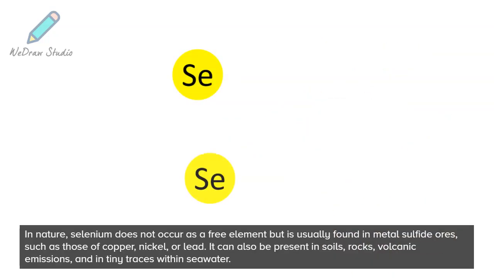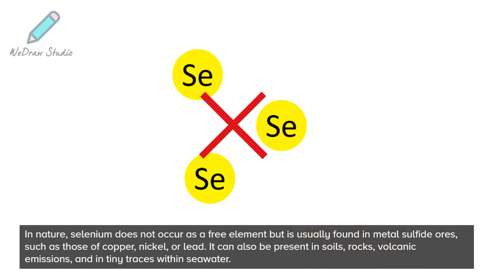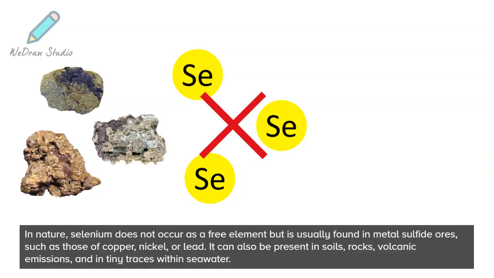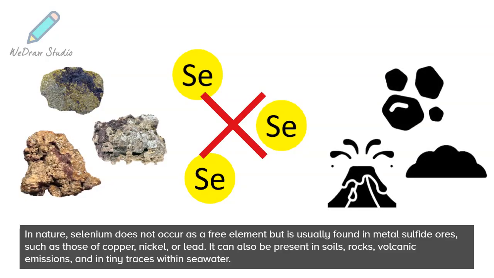In nature, selenium does not occur as a free element but is usually found in metal sulfide ores, such as those of copper, nickel, or lead. It can also be present in soils, rocks, volcanic emissions, and in tiny traces within seawater.